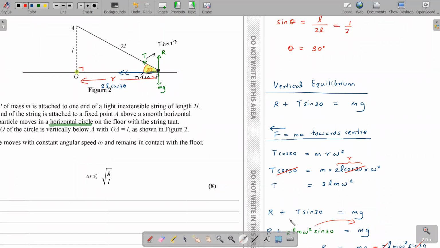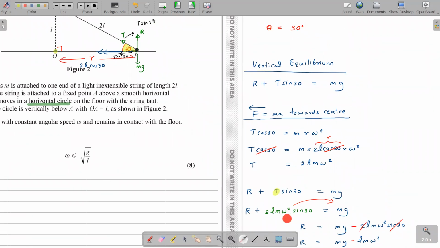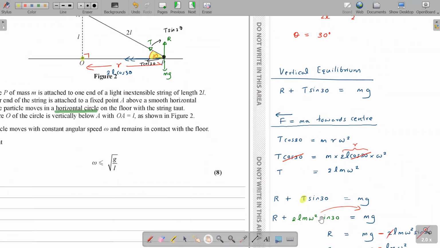So let's replace the tension here with what you found. When you replace the tension value with 2L m omega square, you get R plus 2L m omega square sine 30 is equal to mg, right? So you can see what am I trying to do here now? We can substitute all of these into the equation, but what's our final goal? Why am I going through all of this?